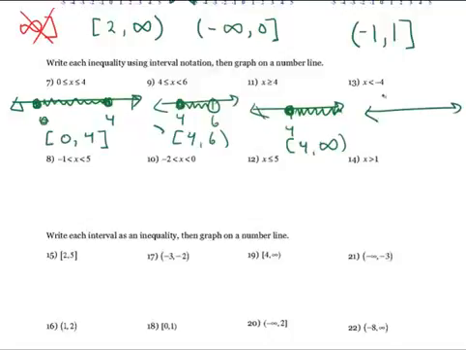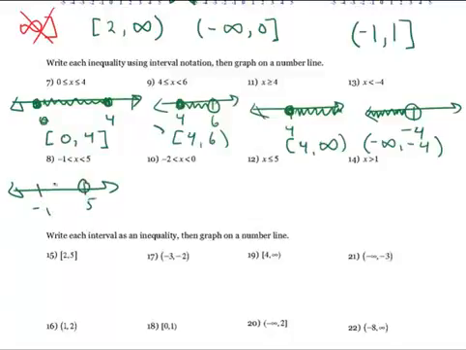Next one here. X is less than -4. I don't get to include it, so it's an open circle, and less than, so smaller than -4. This time, -infinity, comma, -4. Parentheses, and again, always a parenthesis on infinity. A couple more here.